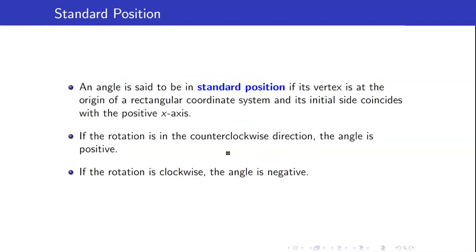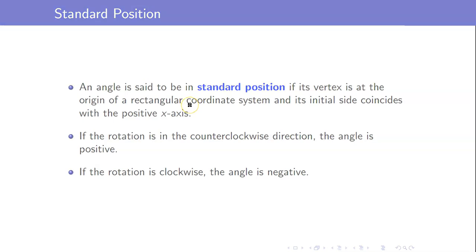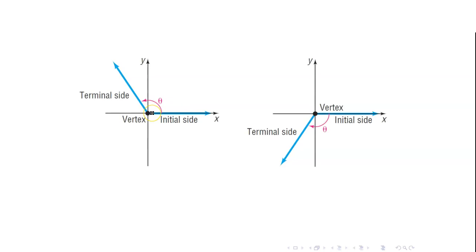An angle is said to be in standard position if its vertex is at the origin of a rectangular coordinate system and its initial side coincides with the positive x-axis. So these are examples of angles in standard position. The initial side is always on the positive x-axis.